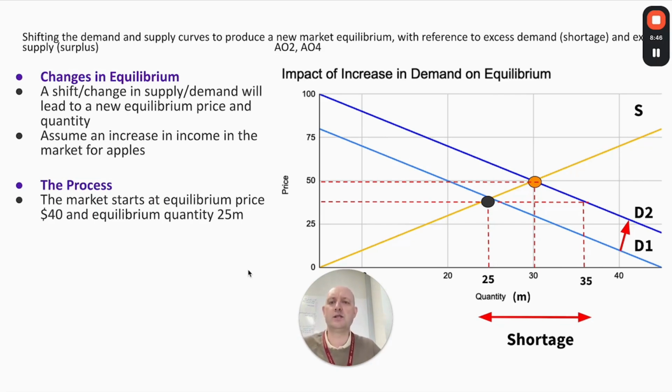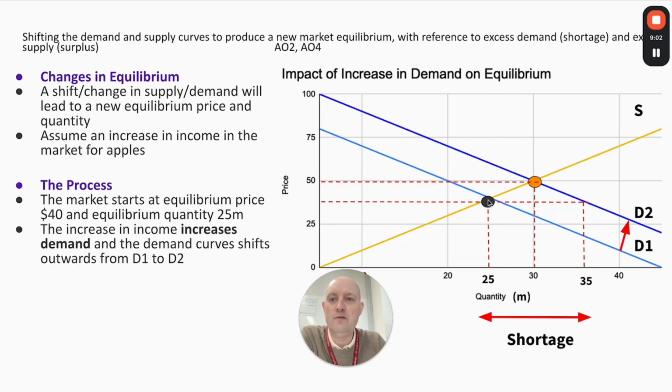We can see that the market starts at an equilibrium price of $40 and an equilibrium quantity of 25 million. So you can see here at this first equilibrium, the price is $40 over here, and the equilibrium quantity is 25 million. So this is where we start. Then, as we can see, we're going to get this increase in income. The increase in income increases demand because it's one of those non-price determinants of demand. And the demand curve is going to shift outwards from D1 to D2. So we're going to get this total shift in the curve from D1 to D2.